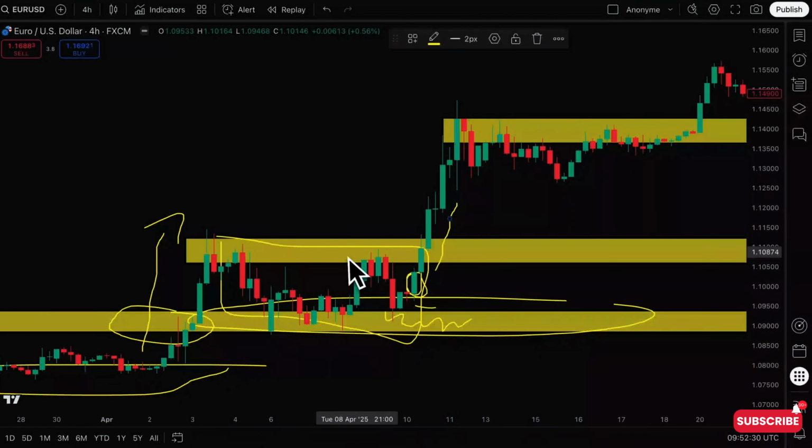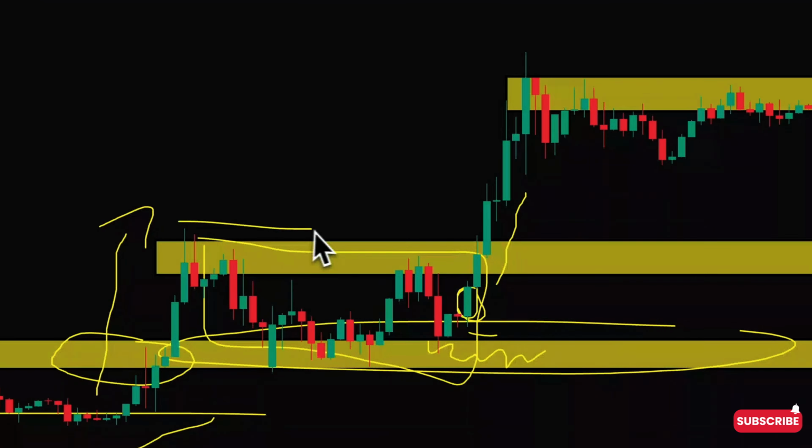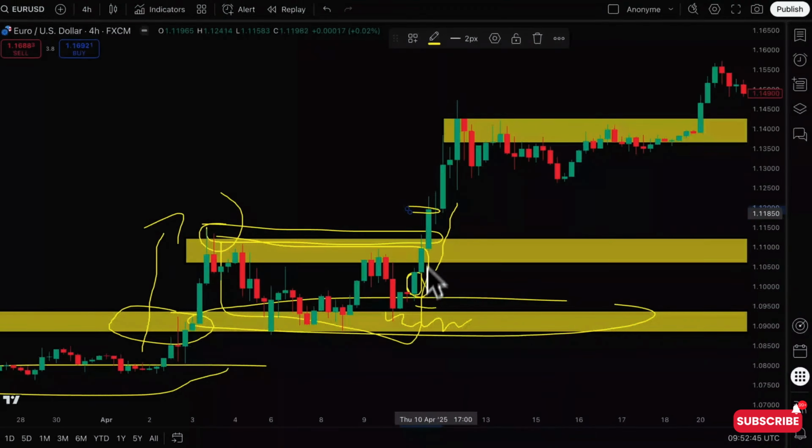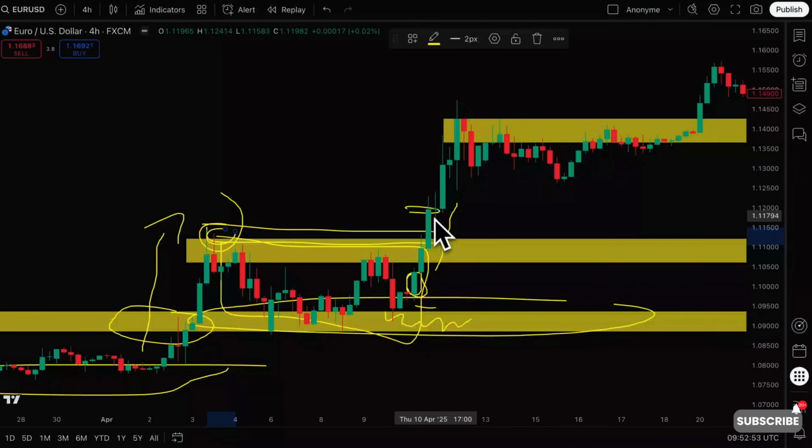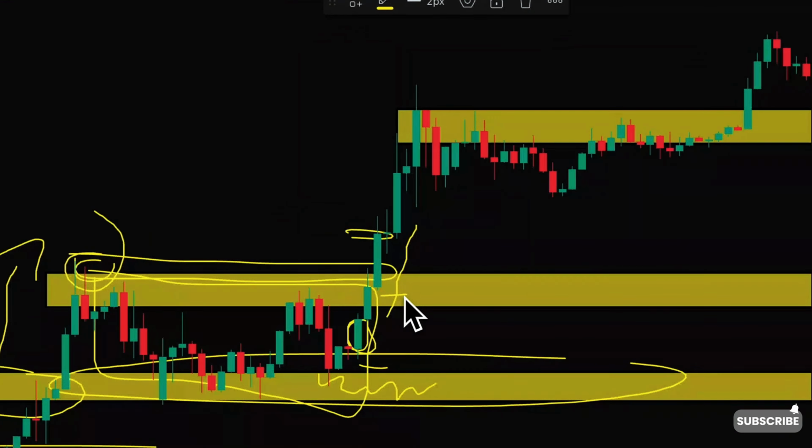The second possibility, which is a bit safer, is to wait for the breakout here of the previous high of this small resistance. And as you can see, at the close of this candle here, it's the same thing. You can enter a buy position because the market is showing strength. It makes a new high, the price is very bullish, and you can enter with a stop loss below the candle and let the market do its thing.